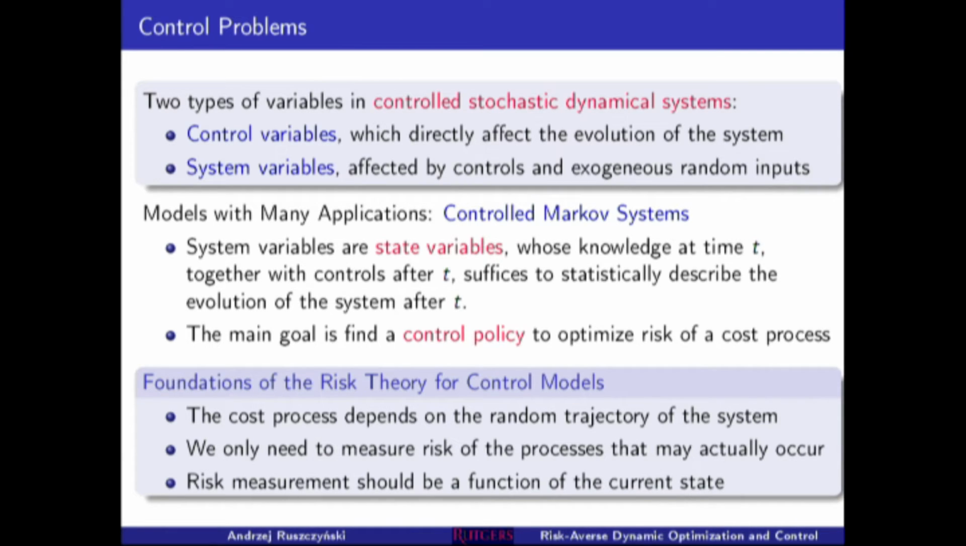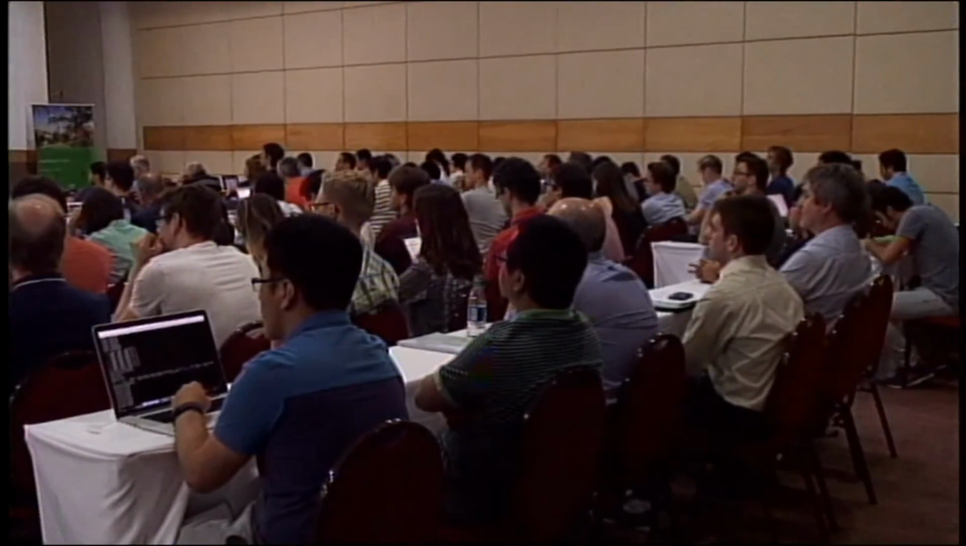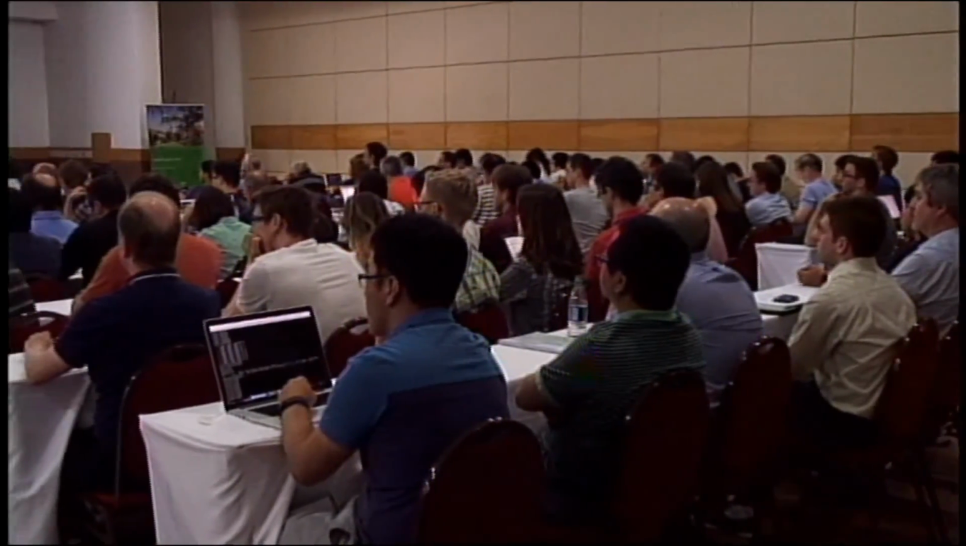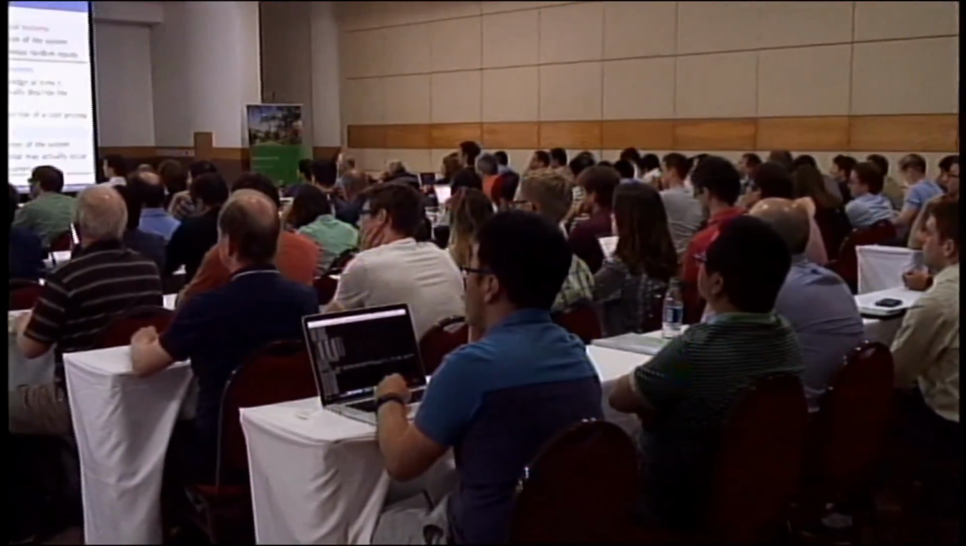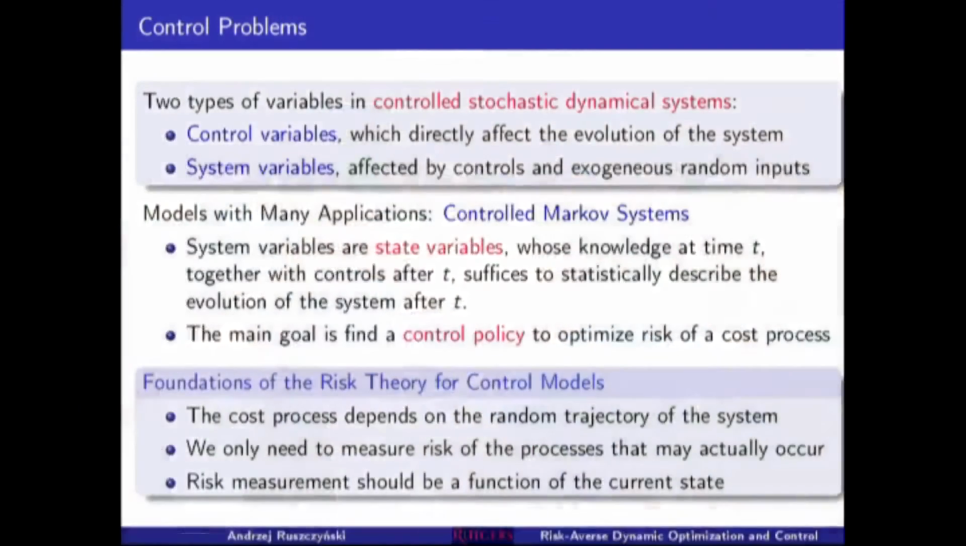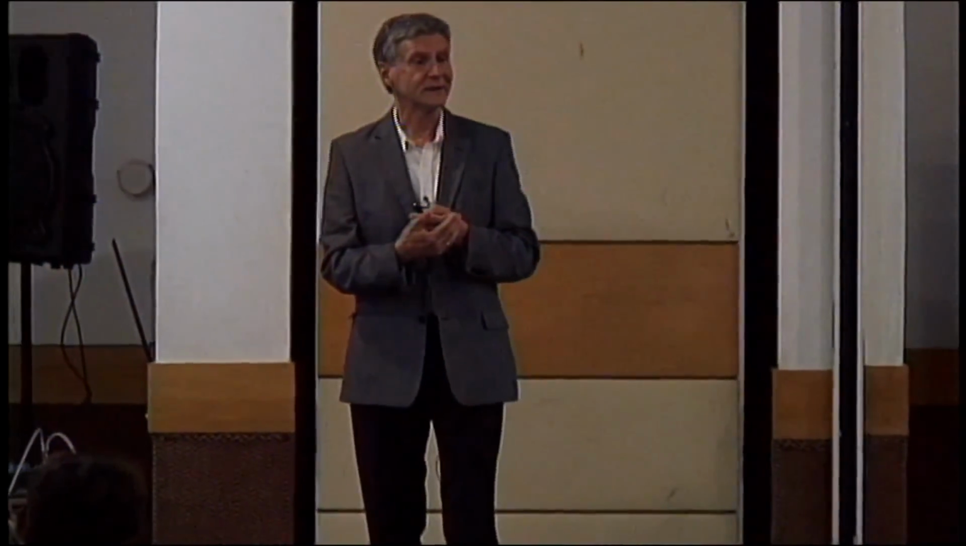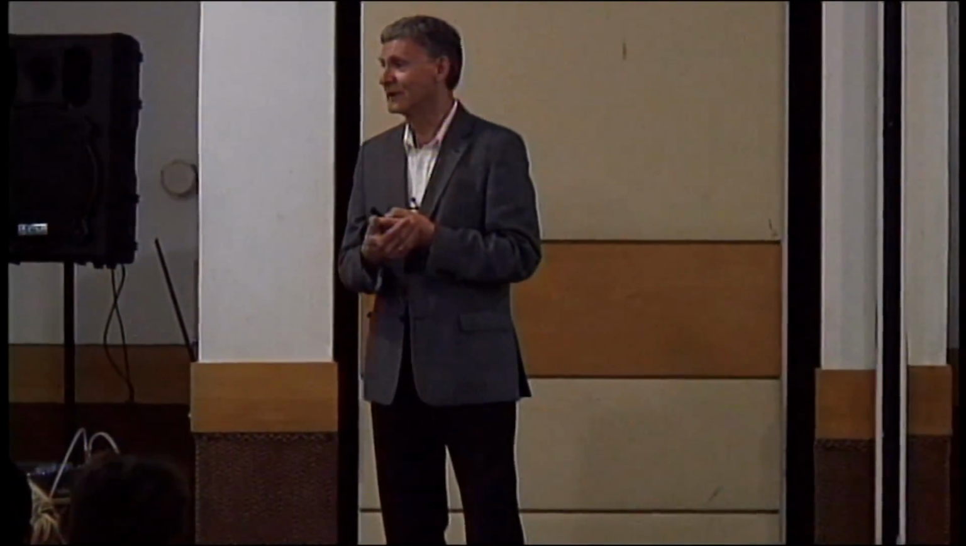And of course, there are very many control systems. The most important from the point of view of applications are Markov control models. So in the Markov control models, the system variables are state variables. And the state variables have this feature that if we know the value of the state variable, and we know what controls we are going to apply after this time, then we can statistically describe the evolution of the state in the future. Okay? We don't need to know how the system came to this state. We only need to know the value of the state, and we need to know the statistical properties of the control after this time. Okay?